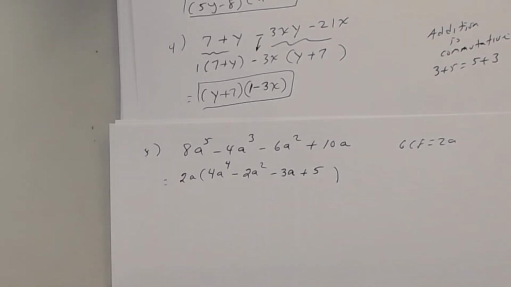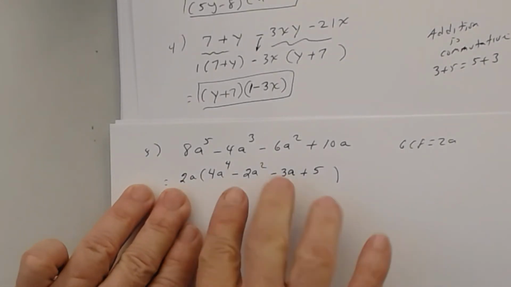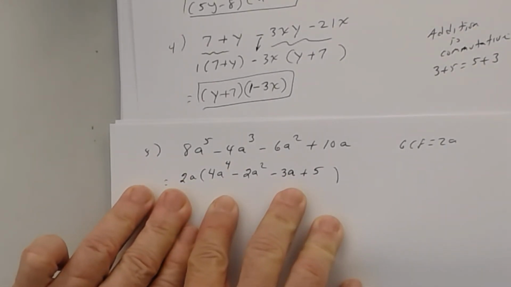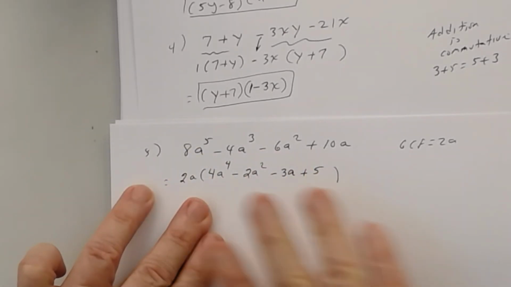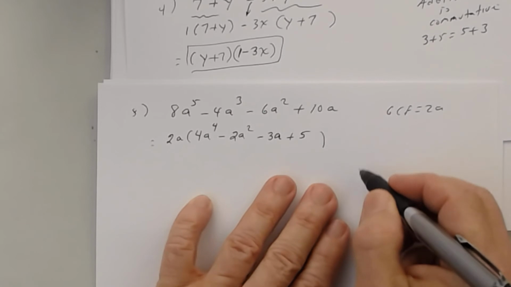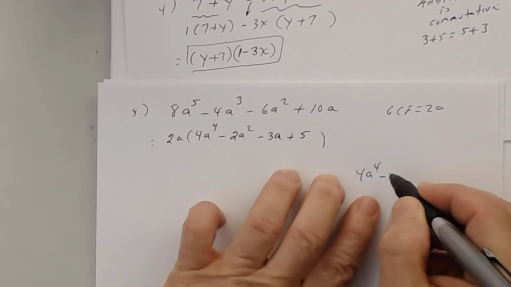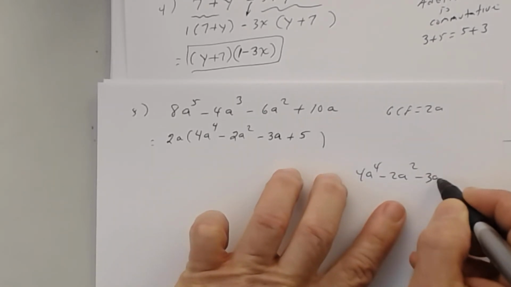Now you may say I'm done because I wrote a product. But remember, the direction will say factor. You're supposed to know that the word factor means factor completely. I haven't factored this completely. I'm in the process of factoring. I factored to some point because I wrote it as a product, this times this, right? But I didn't factor completely, because if I look at what's inside the parentheses, 4a to the 4th minus 2a squared minus 3a plus 5.